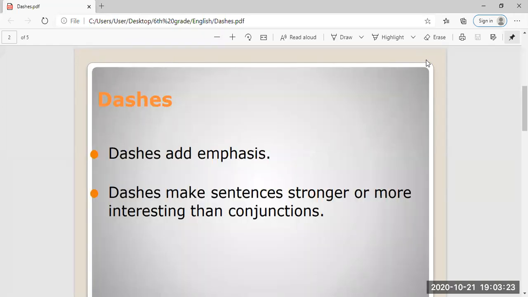Dashes add emphasis. Dashes make sentences stronger or more interesting than conjunctions. This lesson might be a little bit boring, but it's super short. So now we know that dashes add emphasis, which means they add information. Dashes also make sentences stronger or more interesting than conjunctions.